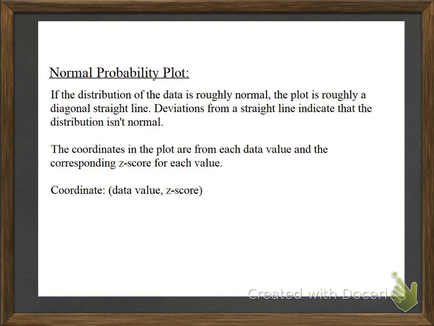So normal probability plot, we didn't talk about this in the other classes, but it's just if the distribution is roughly normal, the plot should be a diagonal straight line. And so essentially your points are the data value, comma, the z-score. So you need to find the z-scores for each of them. The book mentions it, but then we don't really do anything with it.